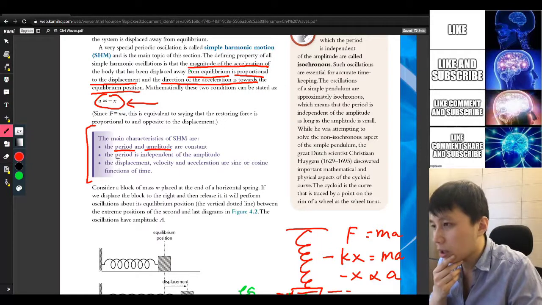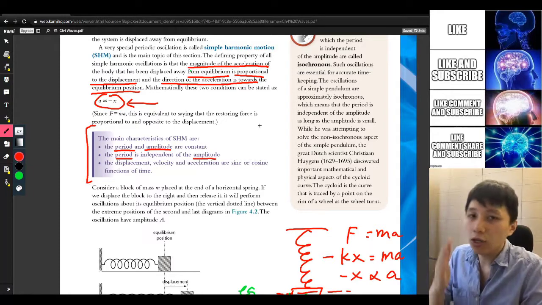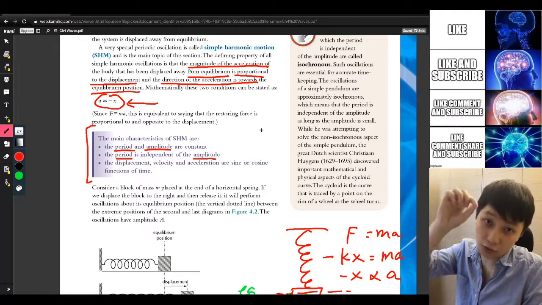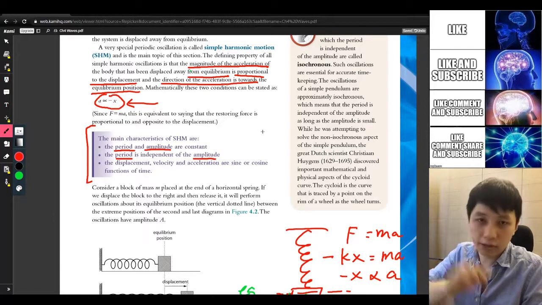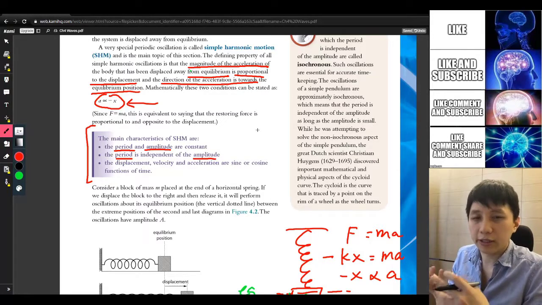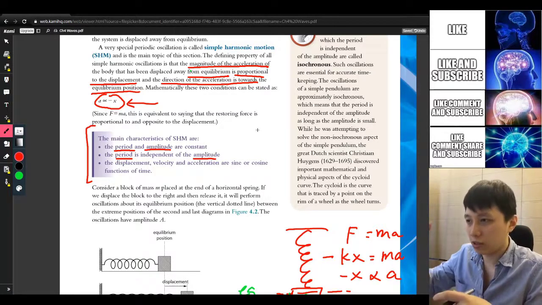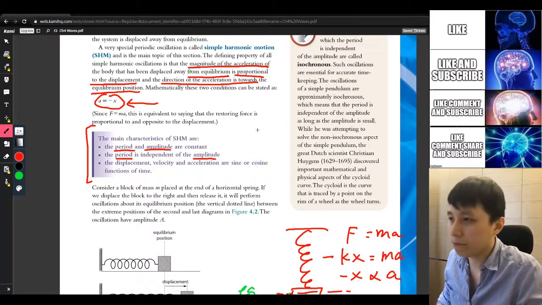Next, the period is independent of the amplitude. So that's the last test that you found out. No matter how much you pull from the equilibrium, the period is always the same. That's why, in the last video, I talked about the astronaut in the space station. They use the spring to actually measure the mass of their own body.